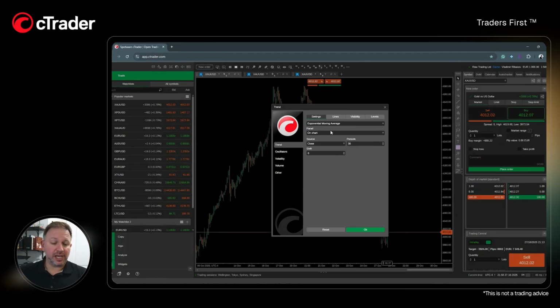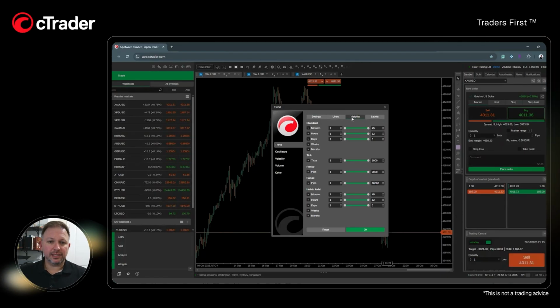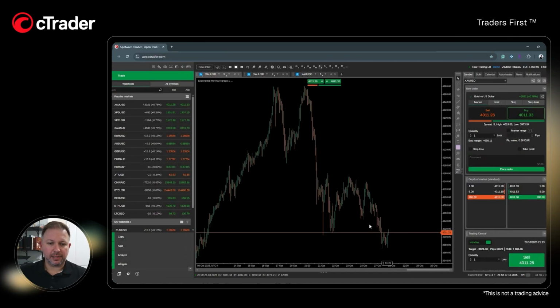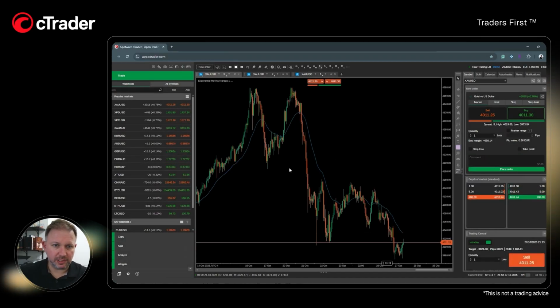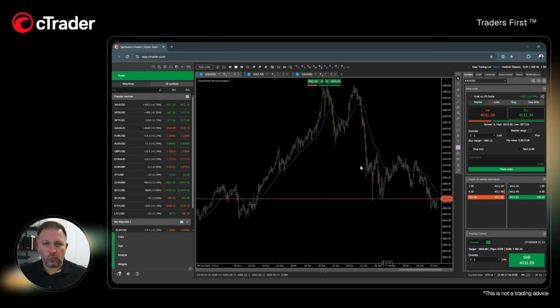You can, of course, change the parameters here, change the visibility of the lines and the visibility of the time frames. I'll go with default just to present the example. So there are many ways to use the exponential moving average indicator.